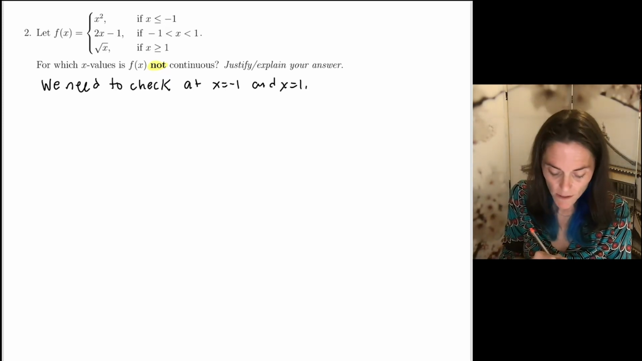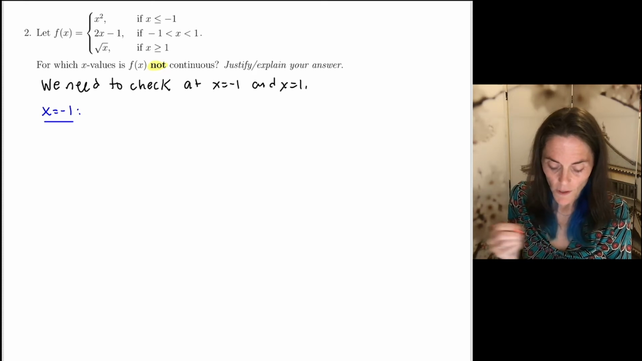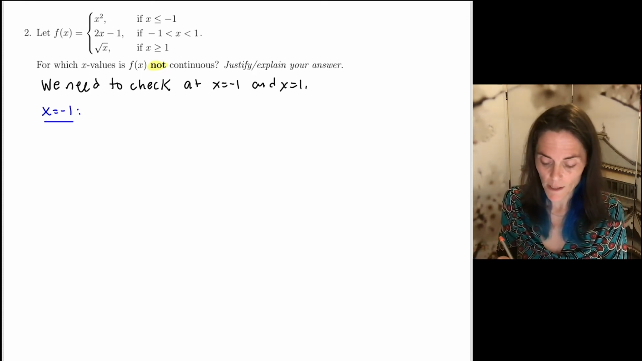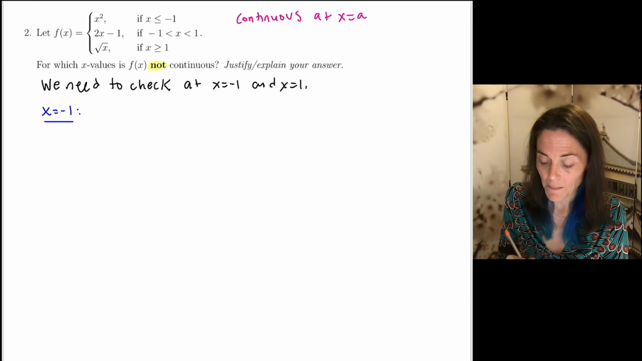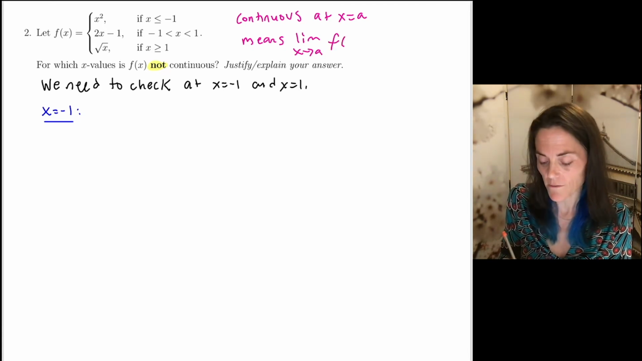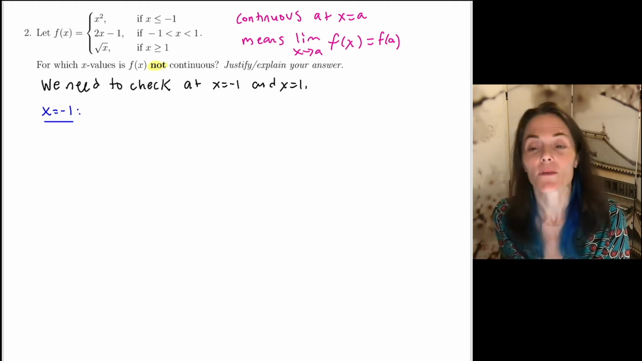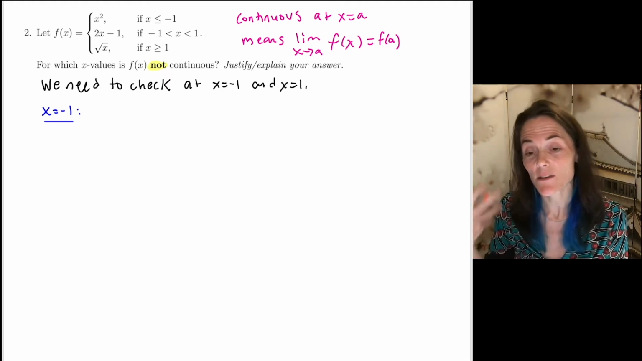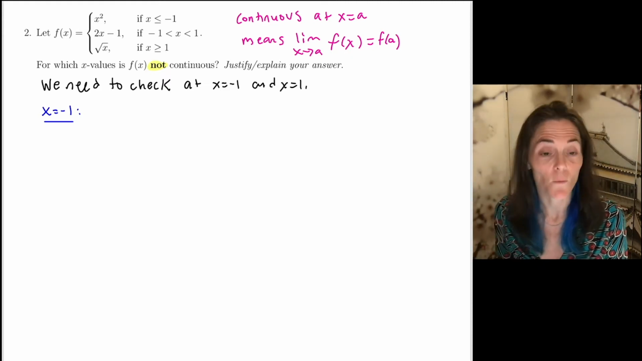Now, I guess I'll start with x equals -1. To be continuous, maybe I will remind you this up at the top, continuous at x equals a means that the limit as x approaches a of f of x equals f of a. So this is what we need to verify for both these x values. And just like we said, there's 3 parts to this. The limit exists, the function value is defined, and that they're actually equal.